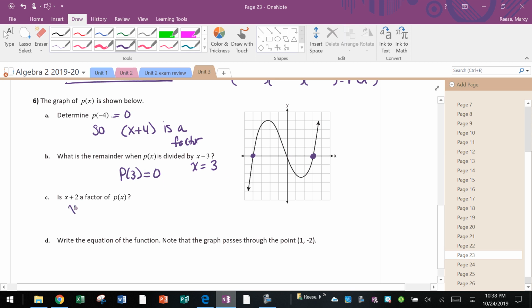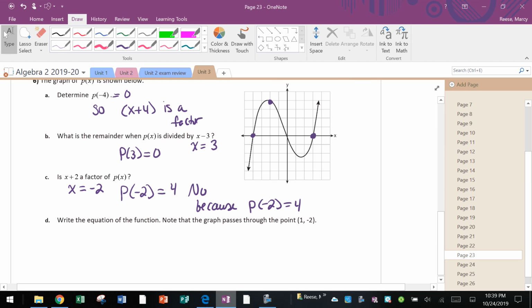Okay, so is x plus 2 a factor of p of x? Isn't this when x is equal to negative 2? Right? So go to 1, 2. Go to where negative 2 is, and I go up 1, 2, 3, 4. I see that p of negative 2, if that's the input, the output here is 4. So that has a remainder. Once I plug that in, it has a remainder of 4. So we're going to say no, because p of negative 2 equals 4.